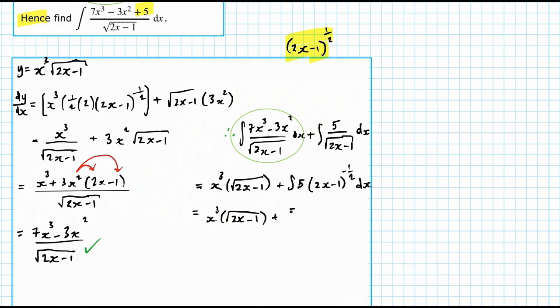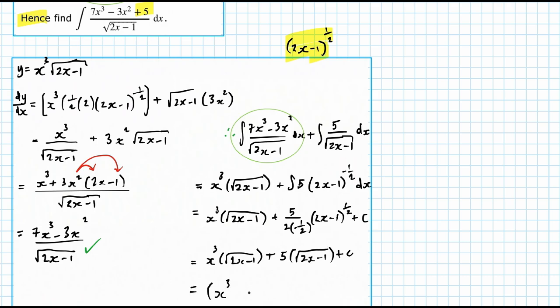So chain rule versus chain rule. Yeah, 5 times 2 times minus a half, 2x minus 1 to the half plus our c there then. So that's integrated out. And from there I can simplify, and also I think I can factorize as well. And 5 stays the same. And then I've put my x cubed plus 5 because I have the same thing in brackets. I have a root 2x minus 1 in brackets, so we can factorize that, as I said.